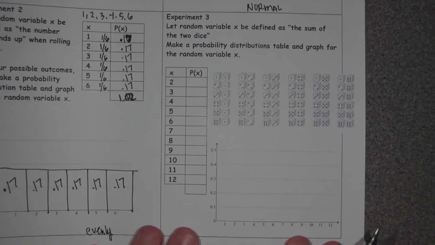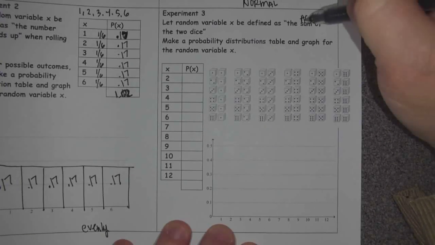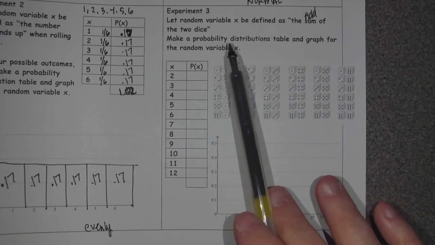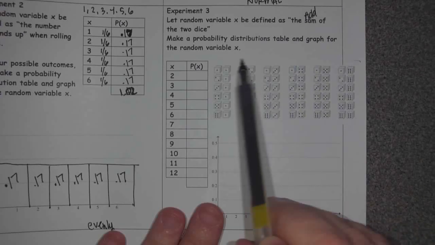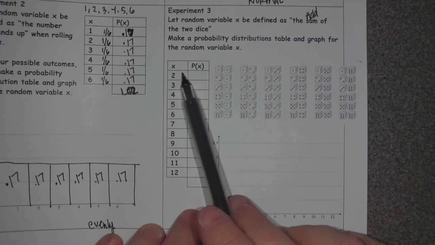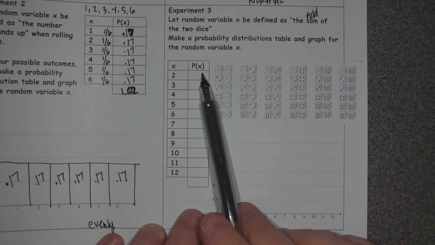Next experiment here, it says let random variable x be defined as the sum of the two dice. What does sum mean? Add. Yeah. So we're rolling two dice and we're adding them together, okay? Make a probability distribution table and a graph for the random variable x. I actually gave you what could happen when you roll two dice. You could get a 1 and a 1, which adds to be the number 2. So do you see how I didn't start my chart with the number 1? I started it with 2 because it's the first possible outcome that we could have.